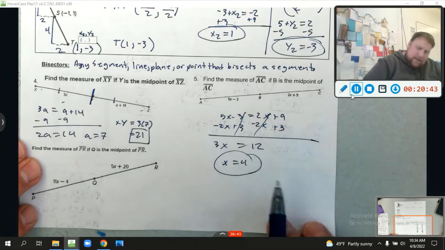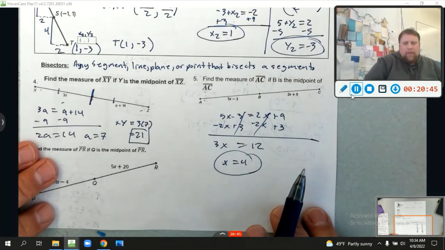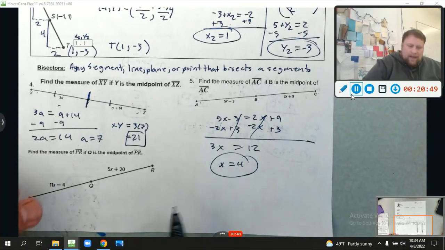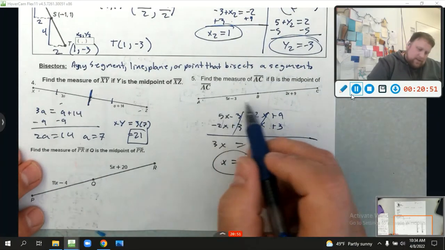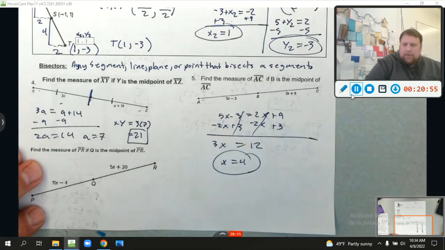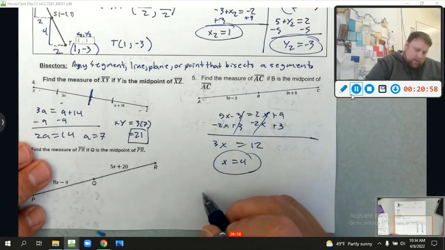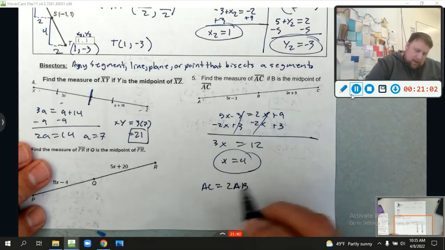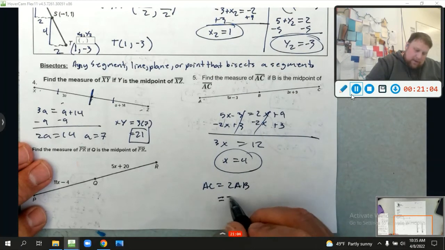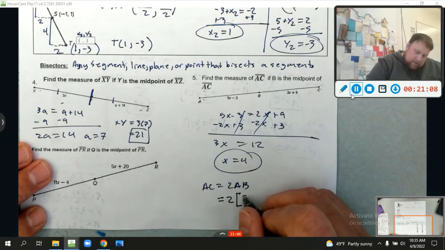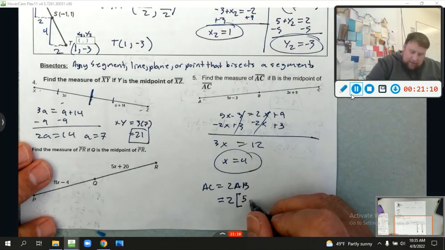So this one's a little different. I want to find the entire measure from here to here. To do that, guys, first I'm going to find the measure from A to B, and then I'm just going to multiply it times 2. So in other words, I know that AC equals 2 times AB. Now let's fill in what we know about AB. So that's going to be 2 times that 5x minus 3, which is 5 times our x of 4 minus 3.